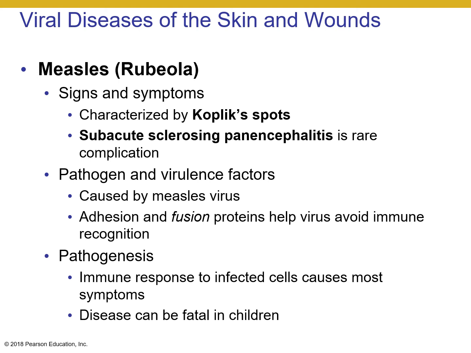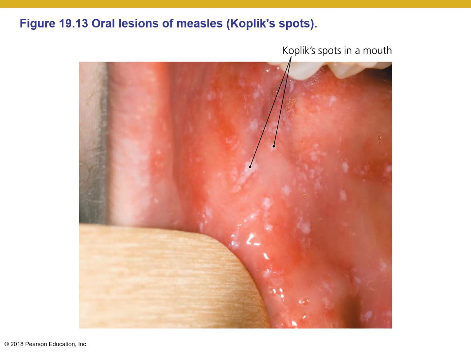Basically, it's a reaction of the immune response that causes the symptoms. And this can be a very deadly disease in children. Here is a picture of the Koplik spots in the mouth, usually on the cheek.